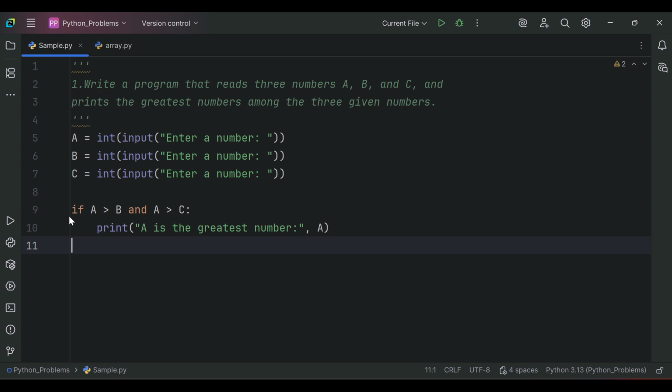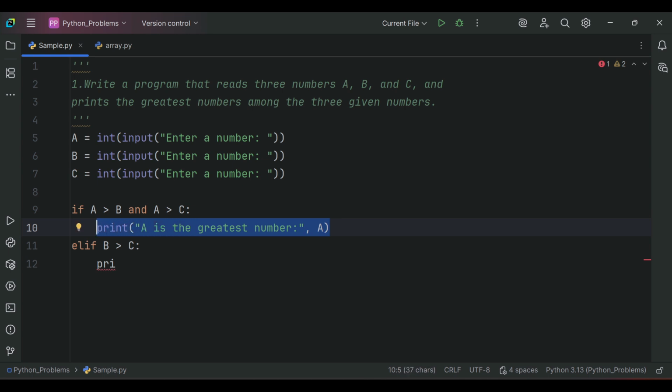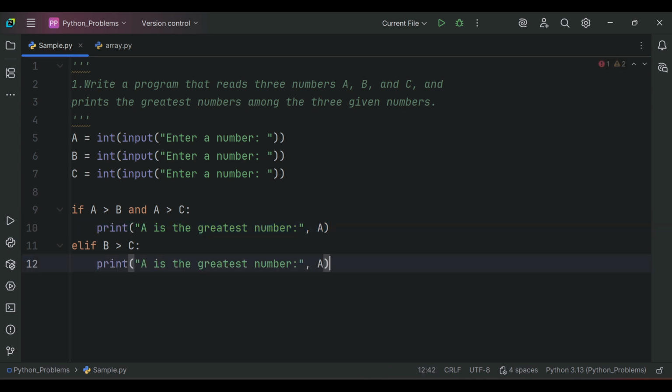Now, A is big means A is bigger than the remaining two numbers, and at that time A is the greatest. Suppose A is not. Then the remaining conditions are B and C. Take elif B is greater than C, and print B is the greatest number.